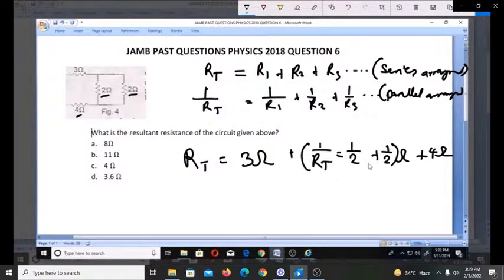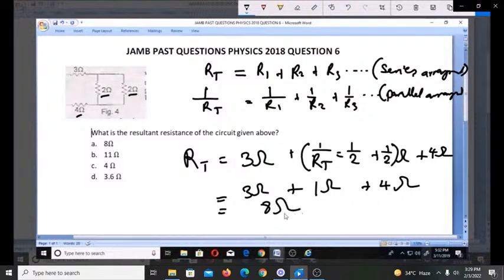Then 1 over 2 plus 1 over 2 is like having 1, because half and half is 1. So here we can have 3 ohm plus this thing, which is saying half plus half, which is 1. Inverse of 1 is still 1. So you have 1 ohm plus this 4 ohm here. So you can simply have 3 plus 1, which is 4, plus another 4, 8. So the answer is simply 8 ohms.